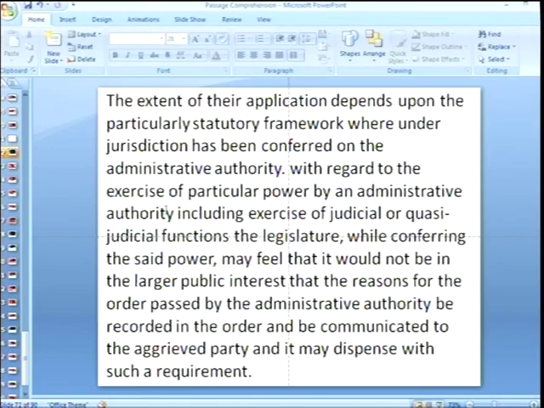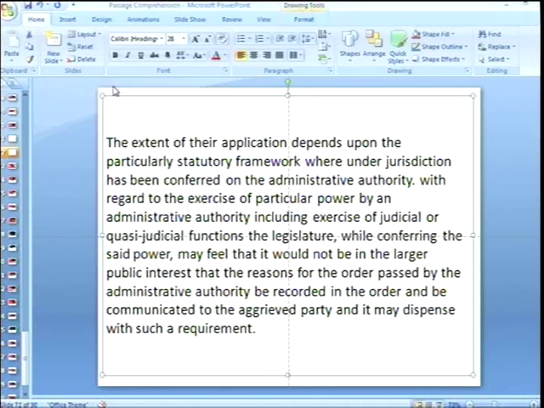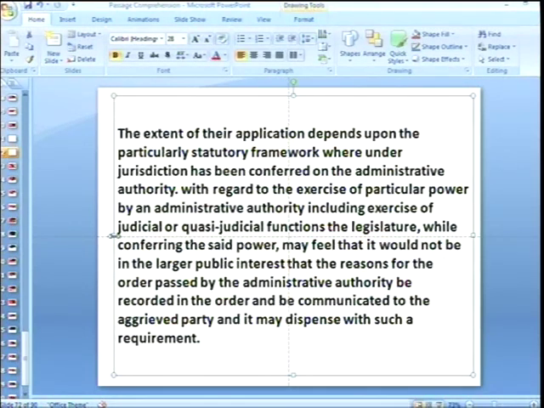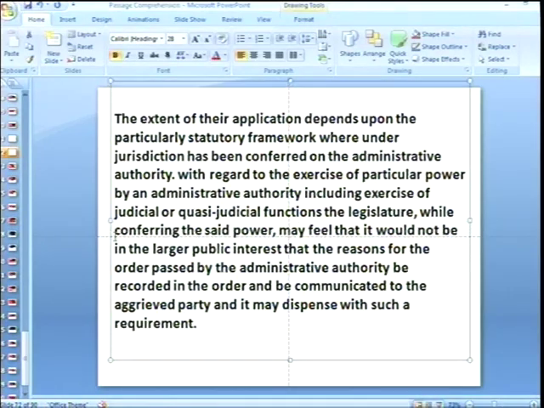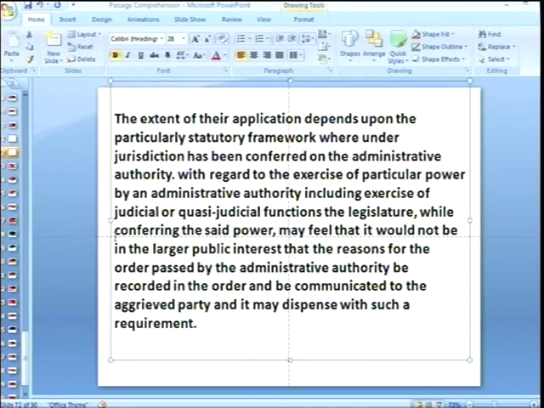It continues here. I want to again bring it down so that it's easily viewed on your television screen. I hope this is fine.